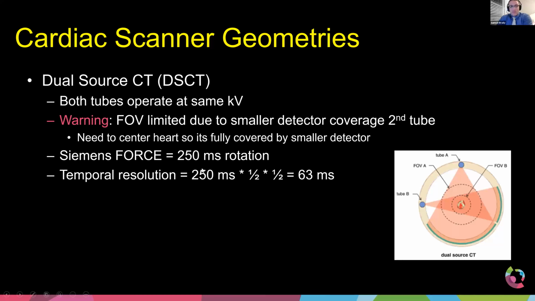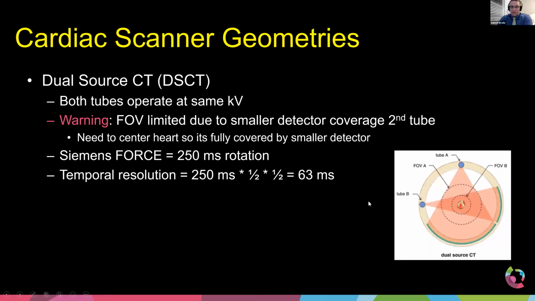So if you are imaging at a 0.25 millisecond rotation, that's as fast as it takes to go all the way around, but you only have to go a quarter of that distance, so half for tube A and half for tube B, well, then you are actually able to image a heart that is somewhere in that 63 millisecond range. And so this is one of those beautiful benefits of having this dual source CT scanner, is you can go fast and cover as much data at a really high heart rate.